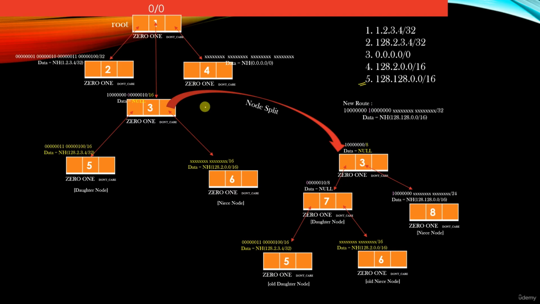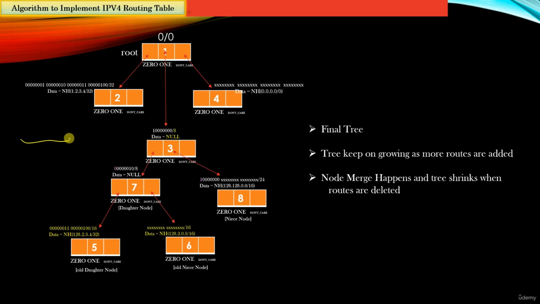Alright, so it is node 3 which will undergo a split again, and it will give birth to the new node 7 and node number 8 in the mTry. So if you want to see one complete tree, the following is the tree which would be created after insertion of the 5 routes that we have discussed. So this is the final tree, and the tree keeps growing as more routes are added to the tree.